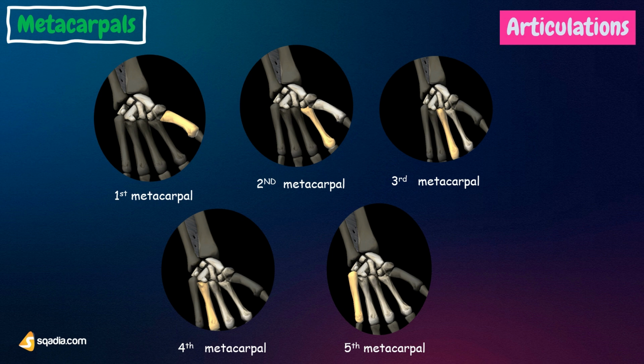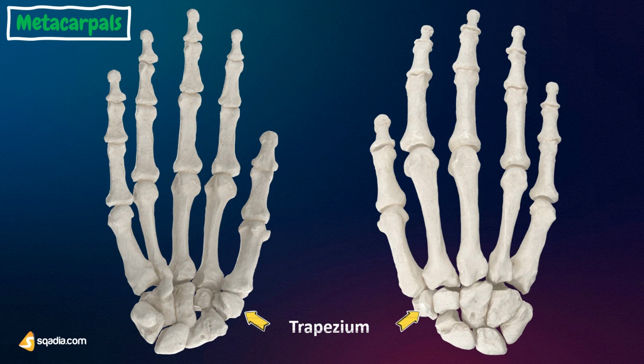First is the thumb metacarpal, which articulates with the trapezium through a saddle-shaped synovial joint. The second is the index metacarpal that articulates with the trapezoid, as well as the trapezium through a small tubercle.